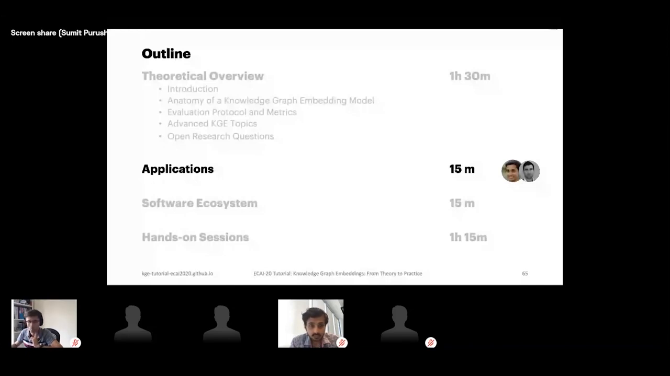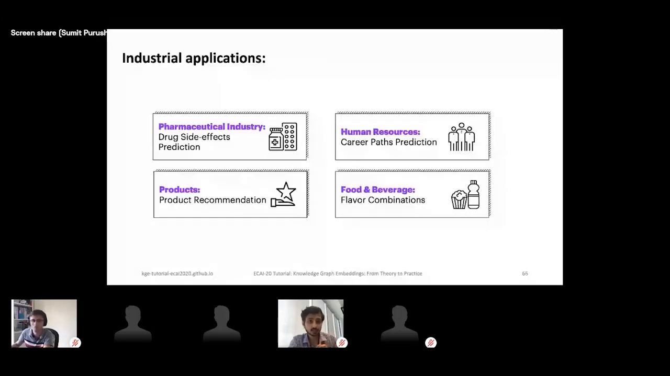So first, I'll just walk you through some of the use cases that you see here. You have knowledge graph embeddings being used in different industries, for example, in the pharmaceutical industry for side effects prediction and so on, in human resources for product recommendation, and in the food and beverage industry, for flavors and so on. So these are some of the use cases that we'll target to cover in this section.